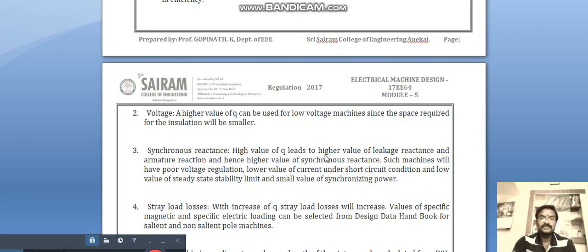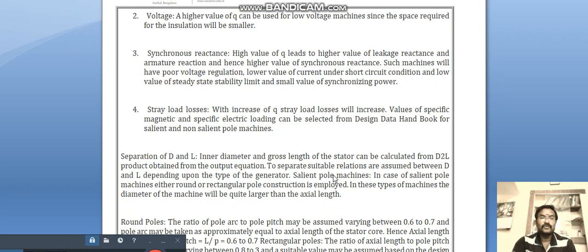A high value of q leads to a higher value of leakage reactance and armature reaction, and hence a higher value of synchronous reactance. Such machines will have poor voltage regulation, a lower value of current under short circuit conditions, a low value of steady state stability limit, and a small value of synchronizing power. Fourth one, stray losses will be increased when q is increased.